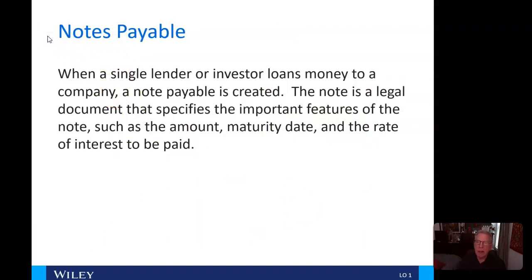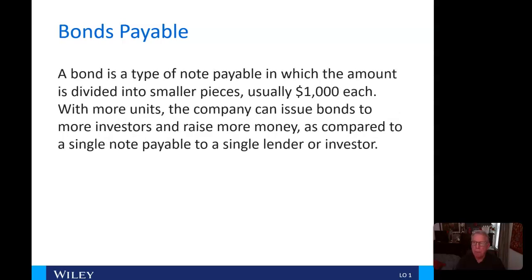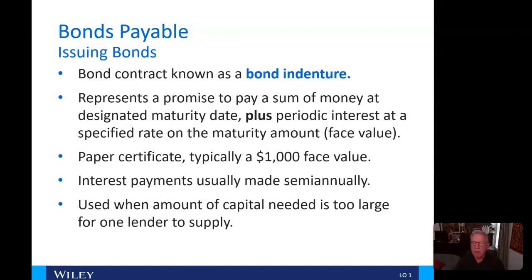Okay, notes payable. When a single lender or investor loans money to a company, a note payable is created. That is a formal legal document that specifies important features of that note. The amount, the maturity date, and the rate of the interest to be paid are almost always features of that note payable. Bonds payable, a little different, but similar. A bond is a type of note payable in which the amount is divided into smaller pieces, at least in my experience, almost always issued in $1,000 increments. With more units, then, the company can issue bonds to more investors and raise more money as compared to a single note payable to a single lender or investor.